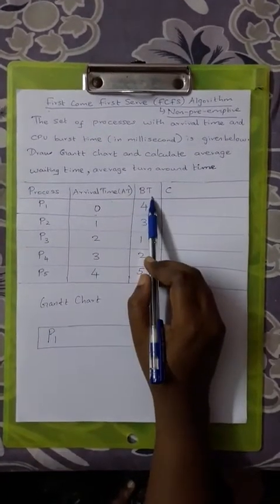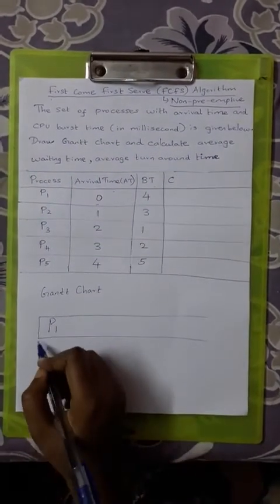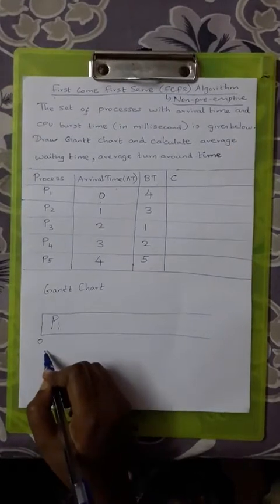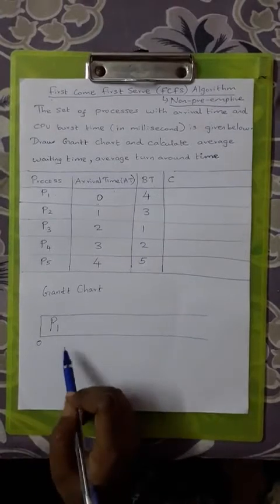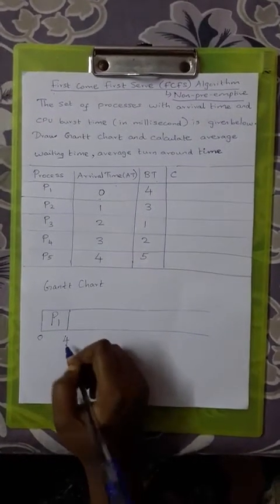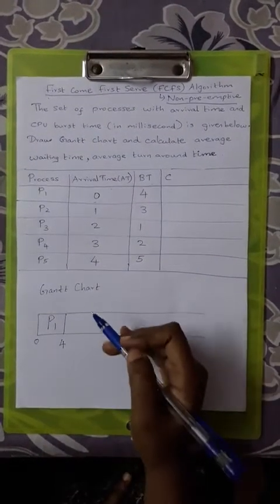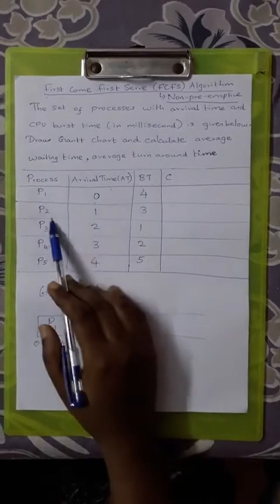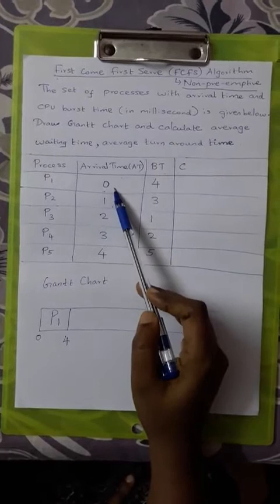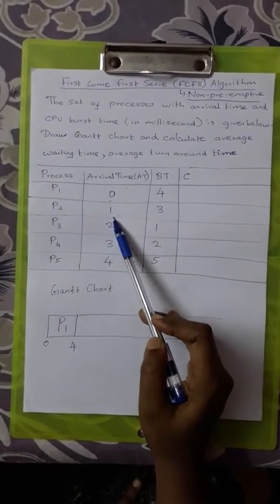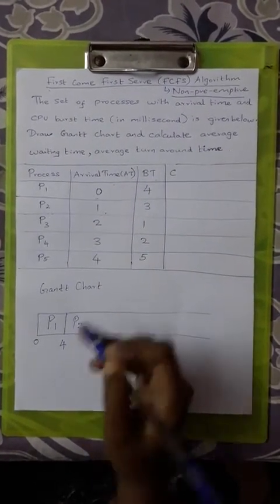So BT is the execution time of that process in CPU. So P1 process arrives at 0 millisecond and it executes up to 4 millisecond. So 0 plus 4 millisecond. So up to 4 millisecond P1 process executes. So after the process P1, process P2 arrives. How we are saying means, see, the minimum arrival time is 0. After that 1. This 1 belongs to process P2. So P2 is the next come process.